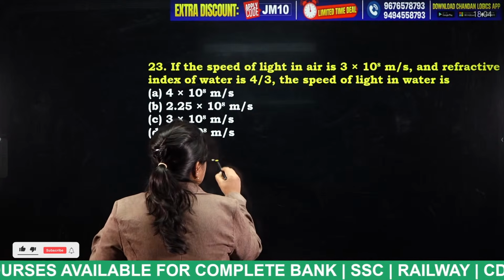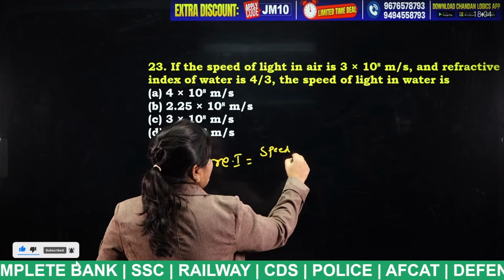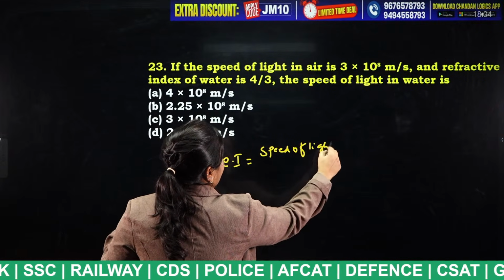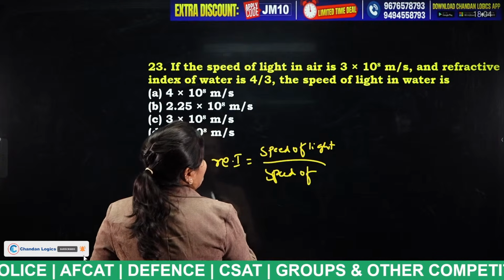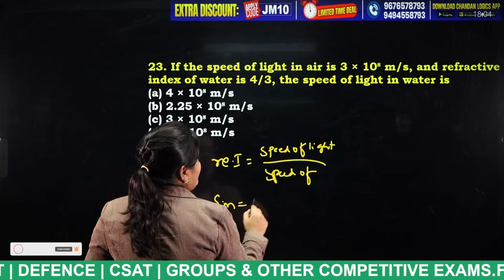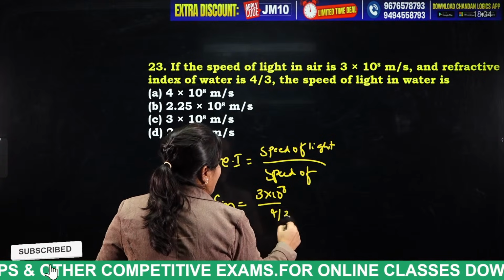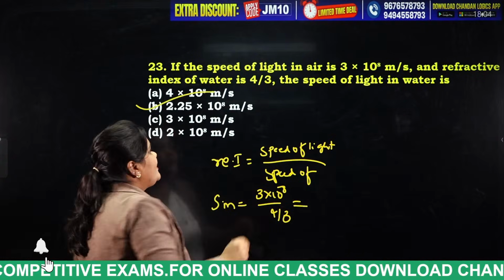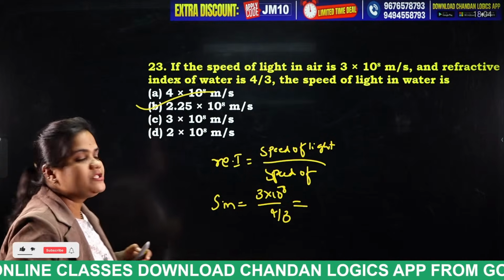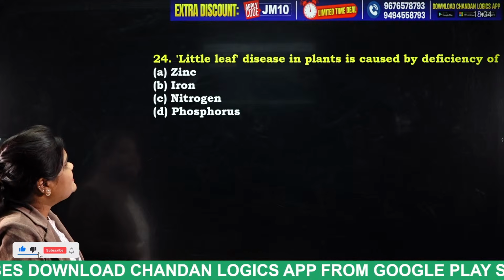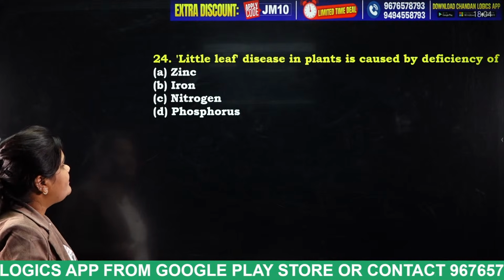So what is this? Refractive index is equal to speed of light divided by speed of medium. From this, speed of medium is equal to 3 into 10 power 8 by 4 by 3. If you calculate it, what will you get, students? 2.25 into 10 power 8 meters per second. Very good.